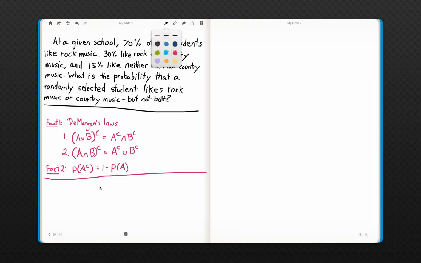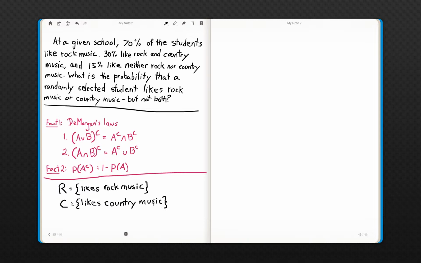So I'm going to first lay out some notation. We will define the event R as likes rock music. Likewise, we're going to define the event C as likes country music. So some items that are given to us, I'll put that up here, based on our newly defined events, is that the probability of liking rock music, okay, we get that right here. They express it as a percent. We'll convert it to a decimal, so it looks more like a probability, 0.7.